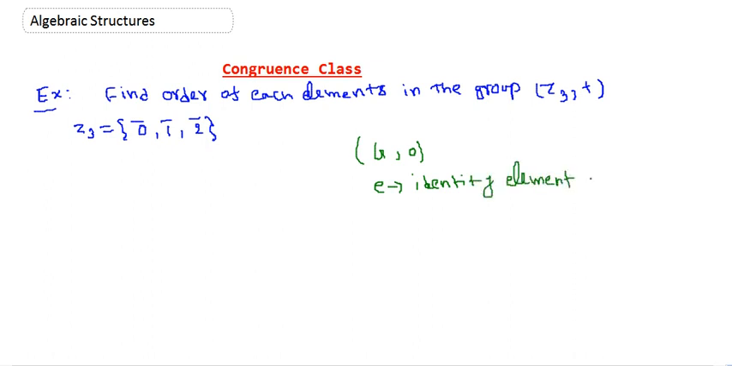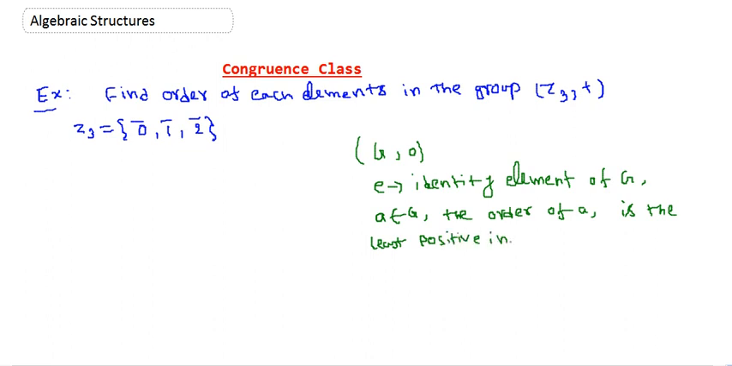E of the group G, then if we have an element A belongs to G, then the order of A is the least positive integer n. The order of A is the smallest positive integer n such that if we compose A n times, so A to the power n equals E, which means if I compose the element A n times, then we get the identity element, and this is the least positive integer n for which this holds.